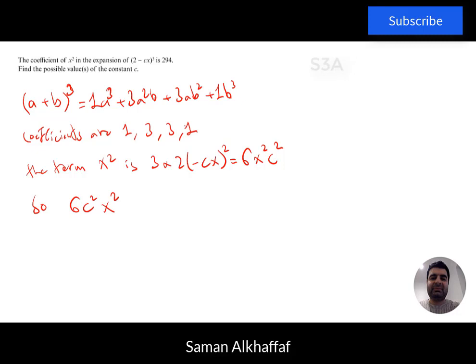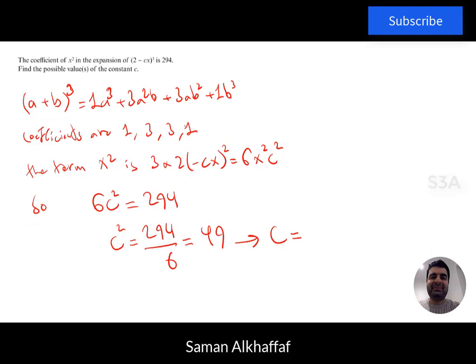So 6c squared x squared equals 294, and since we are equating the coefficients, c squared will be 294 over 6, which will give us 49, and that will give us c being plus or minus 7. This will be our answer for the expression.